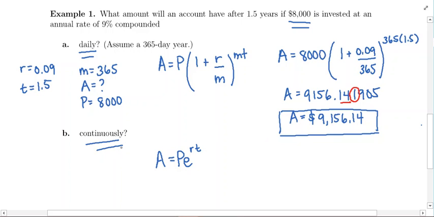So the variables mean the same thing. Remember, there is no M value now. That's gone. It's not part of the formula. But we will still be looking for the account balance. How much will our 8,000 grow to be if the interest is now compounded continuously instead of daily? P is still going to be the one lump sum that you deposit, which is the $8,000. R is still 9%. Time is still 1.5 years. So we're going to plug in to this PERT formula instead.